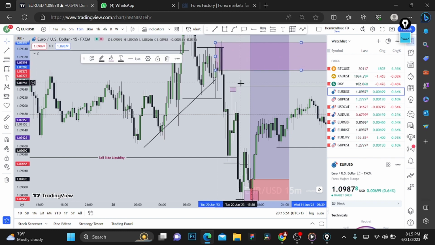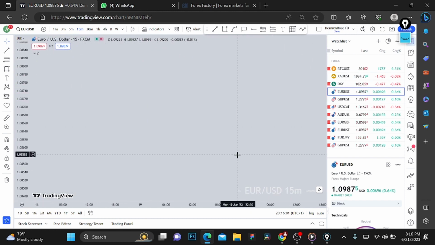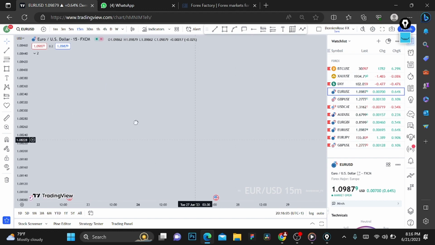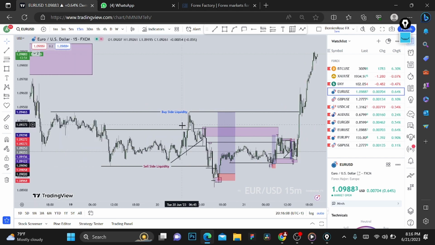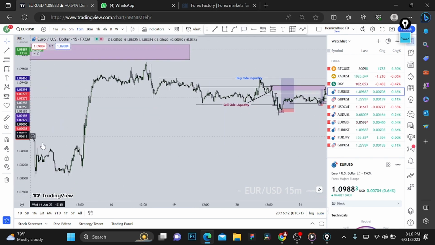For sure we have a reaction from it. Why? Because we have a trap zone, which I just explained for you guys a couple of minutes ago. Where is it at? I can't find it. So I did explain. Let me check for it.